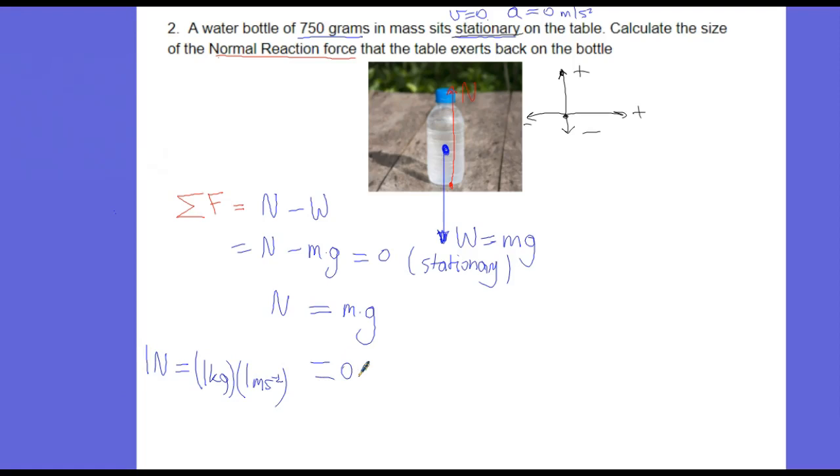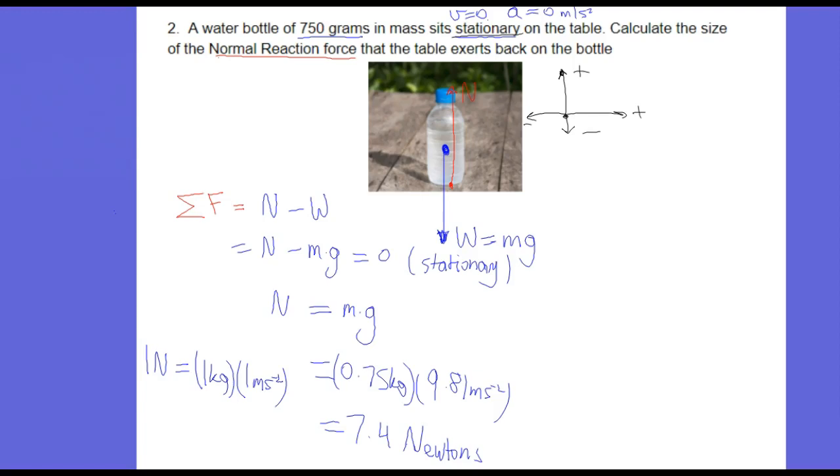So we've got 0.75 kg times 9.81 meters per second squared. And that gives you your overall normal reaction force. What did you get, Lachlan? 7.35, very good. 7.4 newtons as the size of our normal reaction force. Everybody understand?